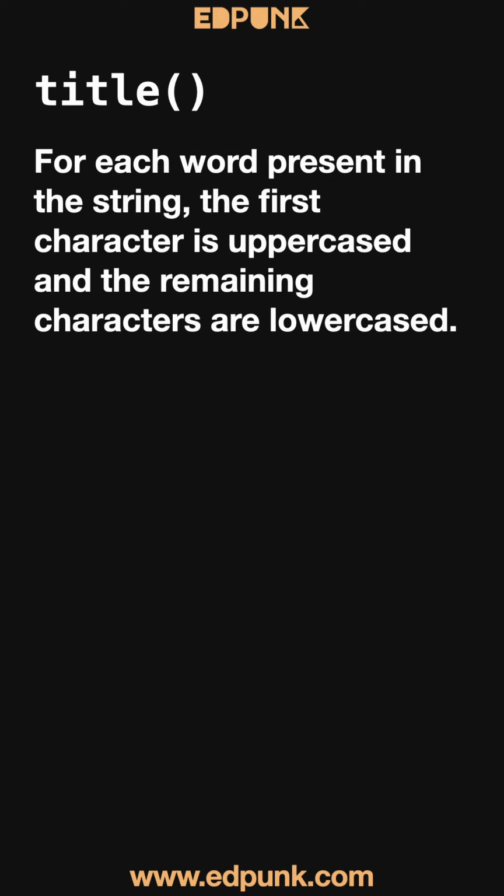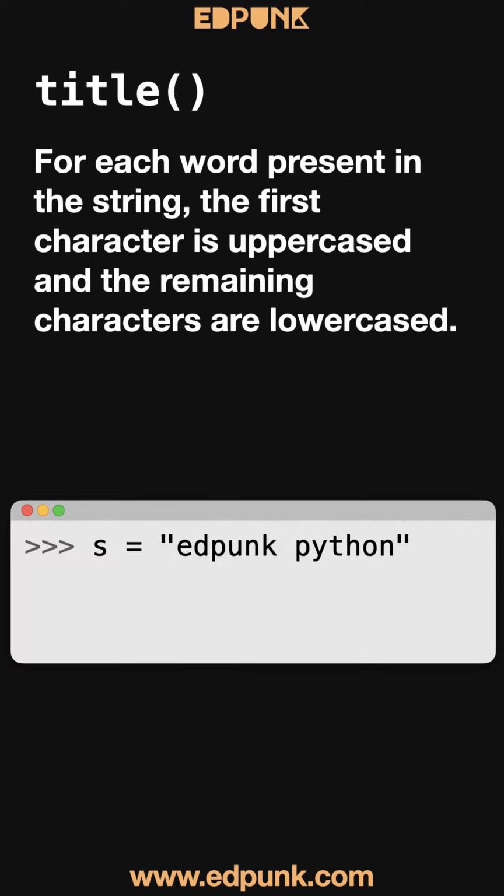Let us move on to the last case conversion method. The title method converts the first character of each word in the string into uppercase and the remaining characters into lowercase. For example, let us assign a string edpunk space python with all lowercase characters to variable s. Now, executing s.title() returns the string Edpunk Python with the first character of each word, that is e and p, in uppercase, and the remaining characters in lowercase.